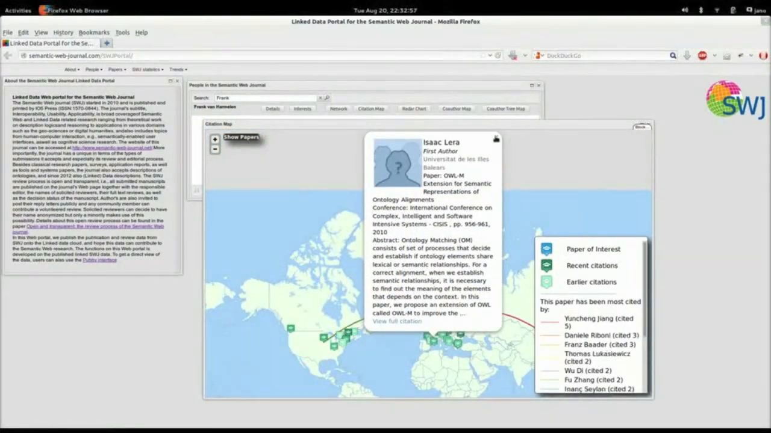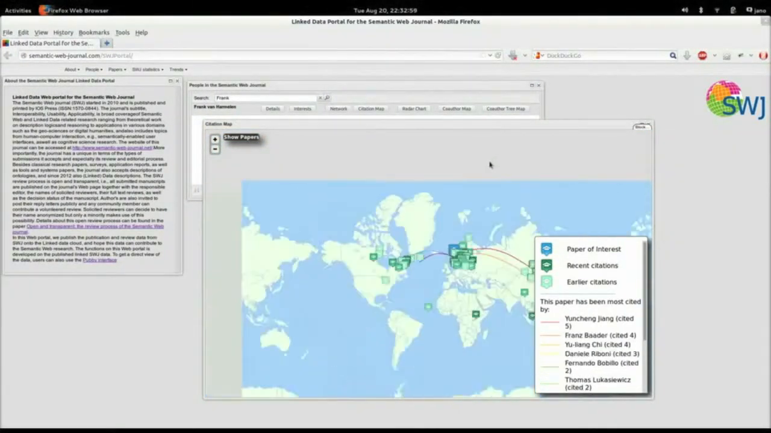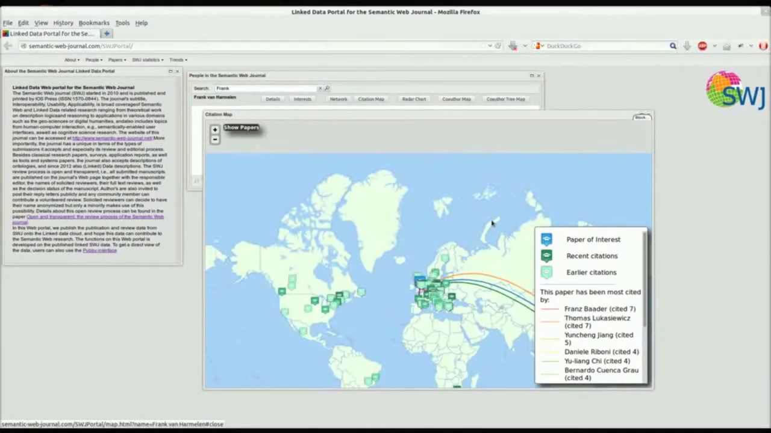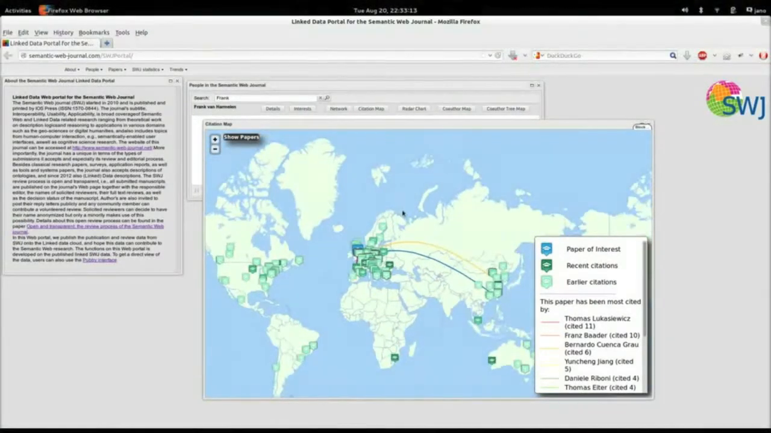We can click on any of these markers and see that specific paper that was cited, or the paper that cited the other papers. We can also see the most common links, so which authors have the most common links or citations of that specific paper.